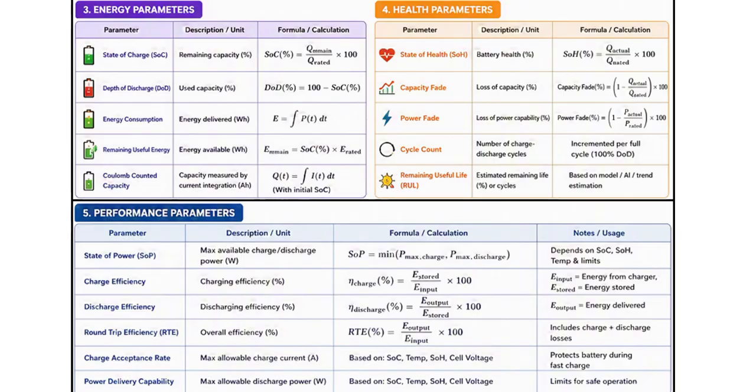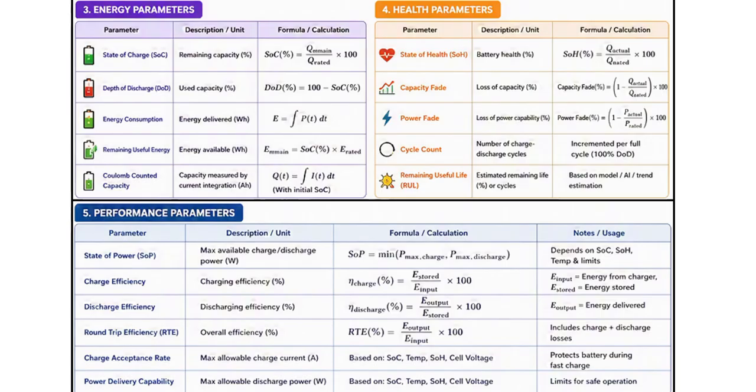Then energy consumption, which is obtained by integrating power over time. It tells us how much electrical energy has been consumed during the operation. The next one is remaining useful energy, which estimates how much energy is still available in the battery based on the current SOC. Then Coulomb counted capacity, which is calculated by integrating the battery current over time. This method is widely used by BMS to estimate battery capacity accurately.